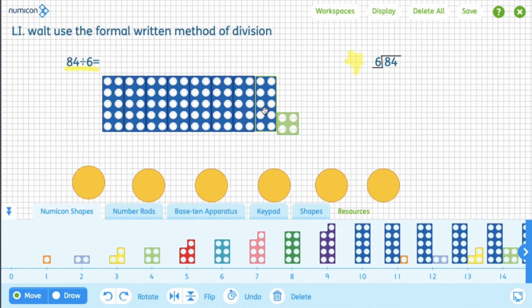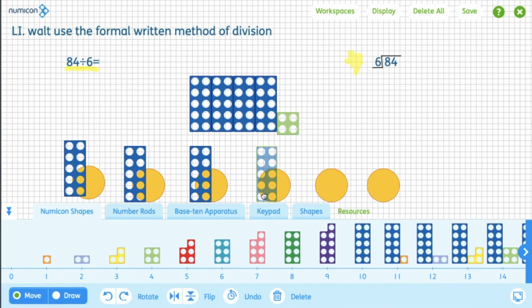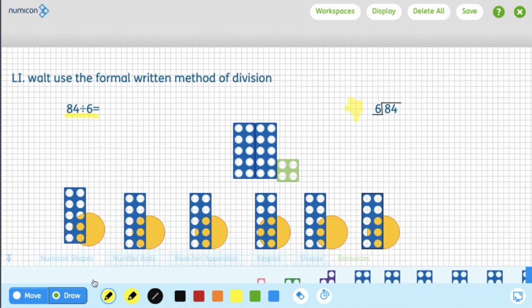So I have 8 tens here, 80, 8 tens here, 80, and I want to split it up into 6 groups or figure out how many 6s go into 8. 8 tens, so I'm going to split them up 1, 2, 3, 4, 5, 6. Okay, so I've managed to fit 6 tens into 80, so I've got rid of 1, 2, 3, 4, 5, 6 tens, so that's one group of 6 tens into 80.